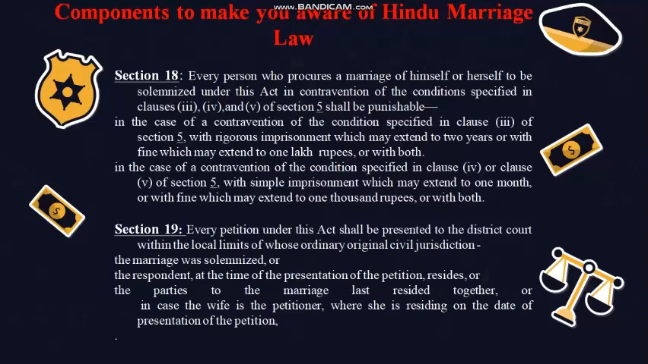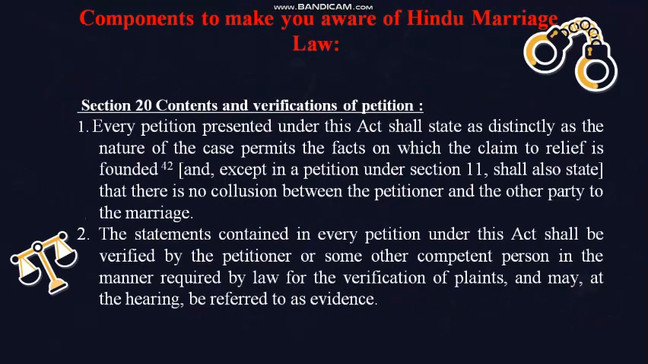Section 19 says every petition under this Act shall be presented to the district court within the local limits of whose ordinary original civil jurisdiction the marriage was solemnized, or the respondent at the time of presentation of the petition resides, or the parties to the marriage last resided together, or, in case the wife is the petitioner, where she is residing on the date of presentation of the petition.